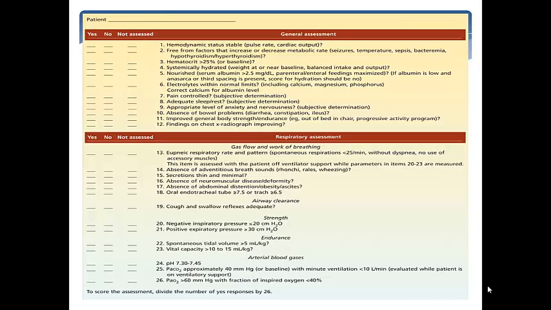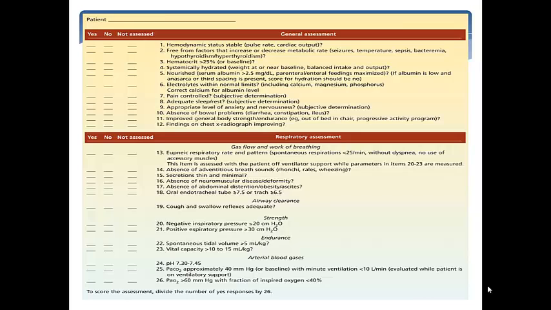Number 9 assesses the appropriate level of anxiety and nervousness. Scoring this requires a response from the patient. If the patient cannot respond, not assessed is scored. Patients who say they are nervous can request something for their anxiety.